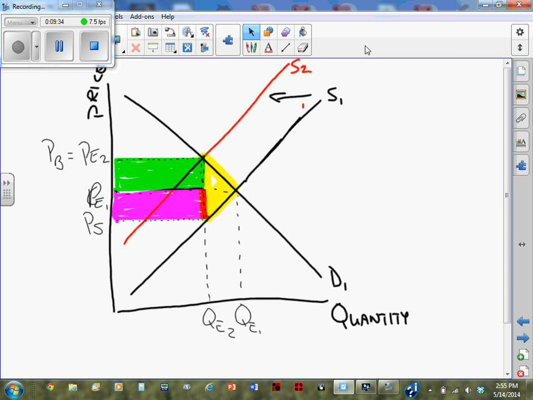And there you go. That's how you determine the incidence of a tax. Whenever there's a tax, there's going to be deadweight loss unless the tax is correcting an externality. So remember, if it's a tax, there's deadweight loss unless there's an externality involved.